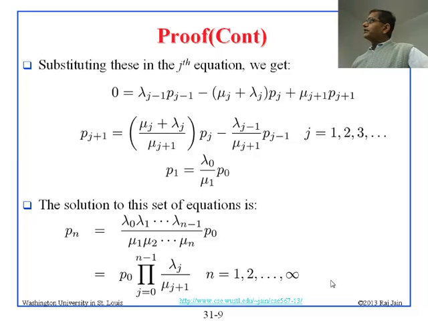And when you solve those equations, you will get equations like this. You will get that P(j+1) is (mu j plus lambda j) upon mu (j+1) times Pj minus and so on. So this is the equation you will get. And in particular for P1 you will get lambda 0 upon mu 1 times P0. And starting with this, you can calculate P2, P3, P4, P5. And you will find that Pn has a very simple formula, which can be written in a more complex form as a product of lambda j upon mu (j+1).